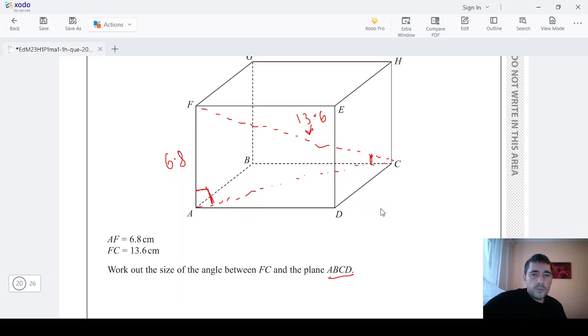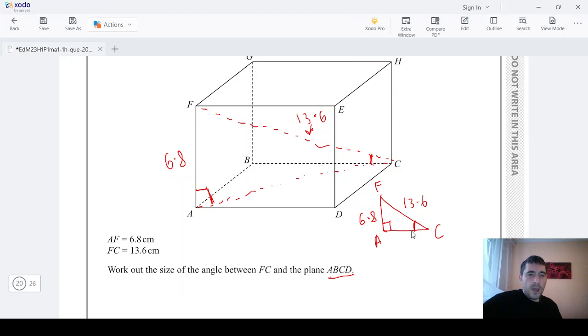What I would do is draw a quick diagram of the triangle. Just imagine we've got AF, and we've got C. So I've redrawn this right angle triangle from the 3D shape into 2D. Let's label the sides. We've got 6.8, we've got 13.6, and the angle would be FCA.